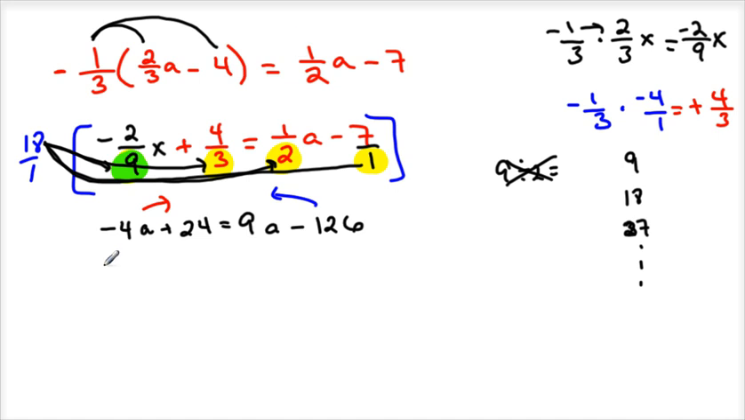So I'm going to say plus 4a, plus 4a. That will get rid of my 4a's. And then I'm going to do plus 126, plus 126. That'll get rid of my 126's.